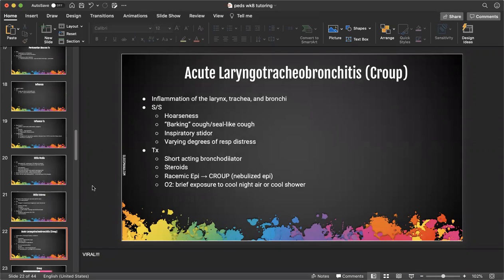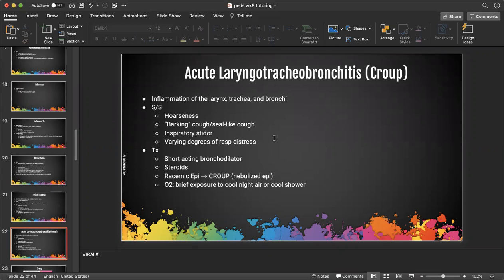Okay, so croup is a combination of 3 things. So acute laryngotracheobronchitis. It's inflammation of the larynx, which is where that laryngo comes from, then the trachea, which is the tracheo, and then the bronchi, which is the bronchitis. So it's a combination of 3 things.